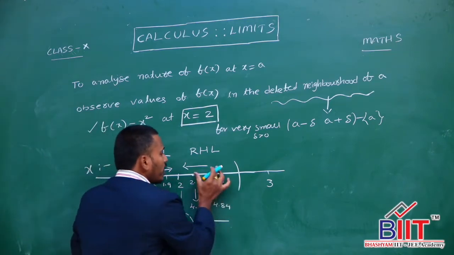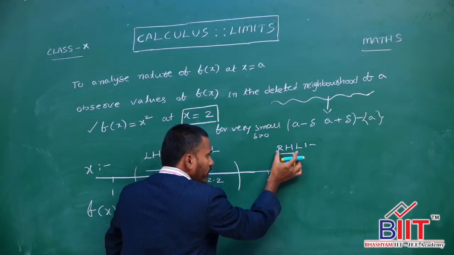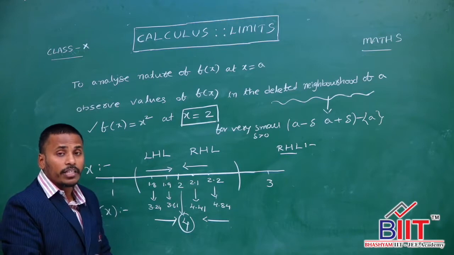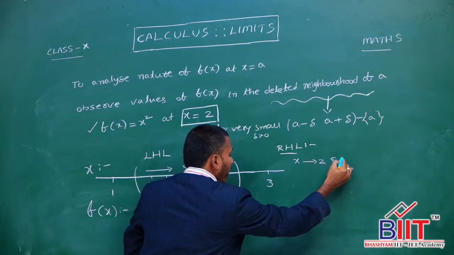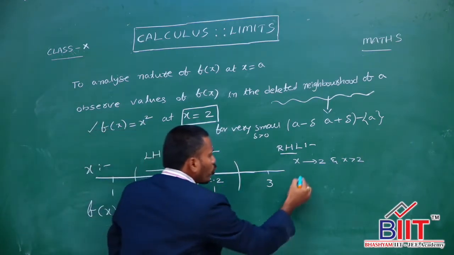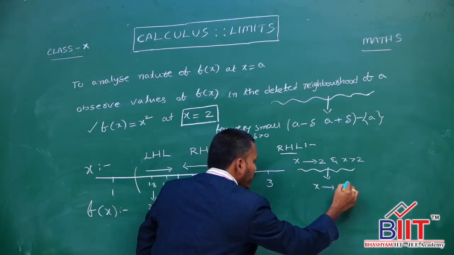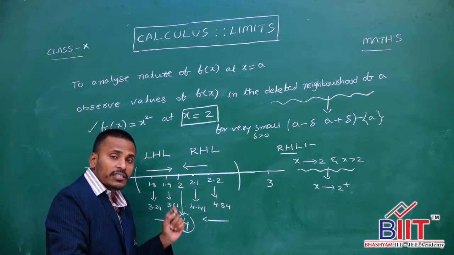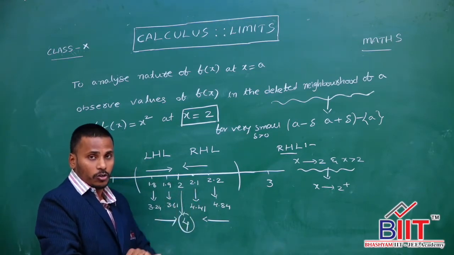So, here see in the right side, when you think about right hand limit, okay, this is short form for the right hand limit RHL. When you think about that right hand limit RHL, x is moving towards 2 and x is greater than 2. Combining these two together, we usually write x tends to 2 plus. X tends to 2 plus, what it means? X is moving towards 2 from right side.